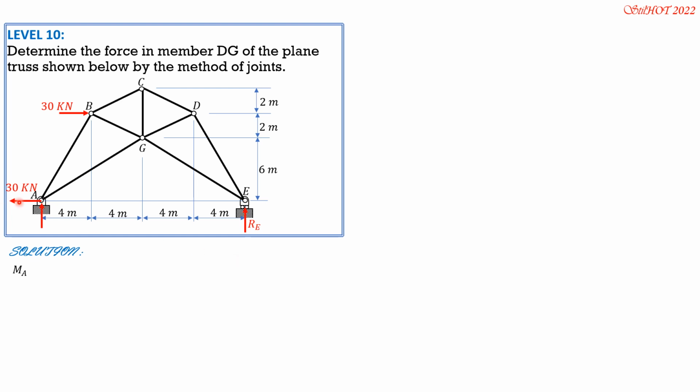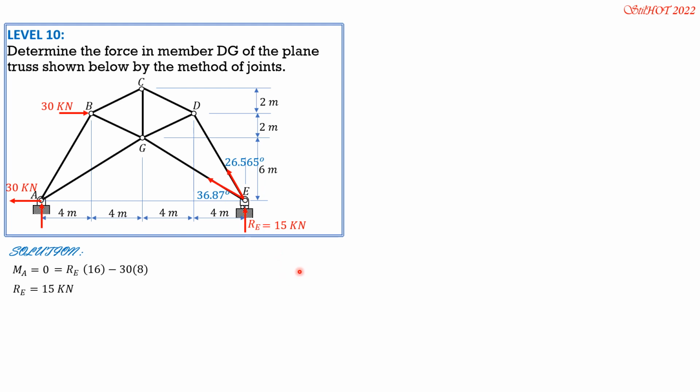So moment A, zero, counterclockwise positive. So it is equal to RE times 16. Then minus 30 times 2 plus 6 is 8. So R sub E is equal to 15 kilonewtons. So the angle here that EG makes with the horizontal is arctan of 6 over 8, so that's 36.87 degrees. While the angle that DE makes with the vertical is arctan of 4 over 8, 2 plus 6 is 8, so that's 26.565. Arctan of 4 meters over 8, 26.565. So the forces are assumed to be tension always.